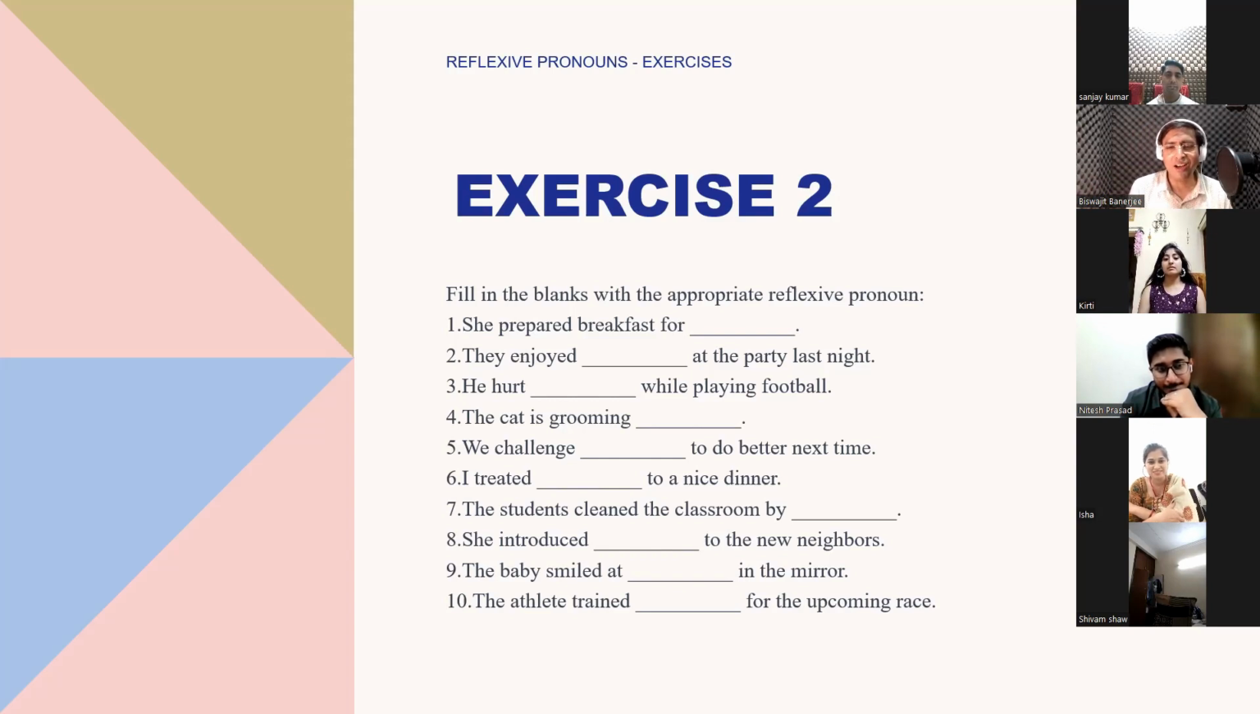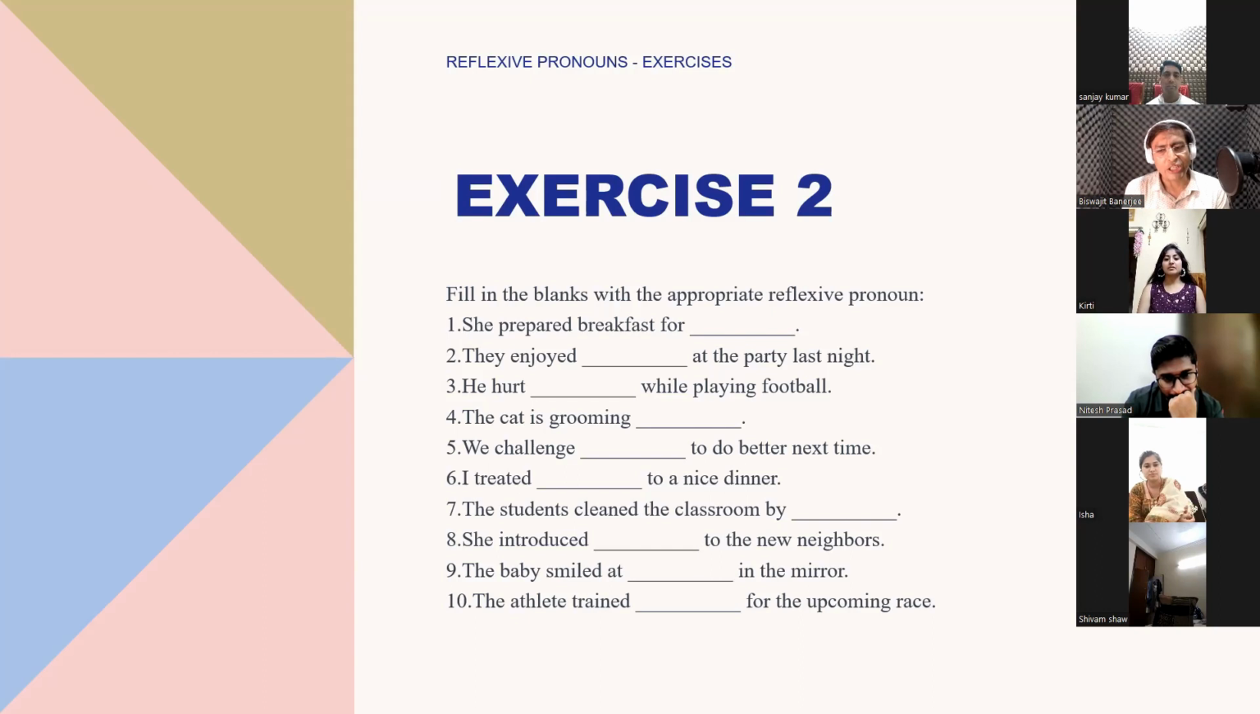Absolutely correct. Spot on. See, you are Isha. You are Gyan. You have to come up with Gyan, right? We challenge ourselves to do better next time. Spot on, Isha. Well done. Okay. Shivam, I treated dash to a nice dinner. I treated myself to a nice dinner. Fantastico. Well done. Okay, Manisha. The students cleaned the washroom by dash. Sorry, the students cleaned the classroom by dash. The students clean the classroom by themselves. Fantastic answer. Well done.